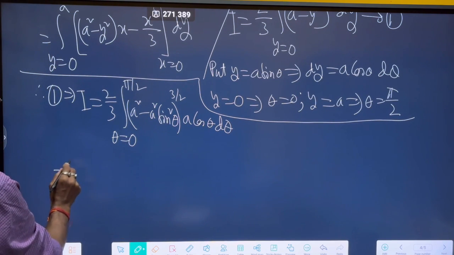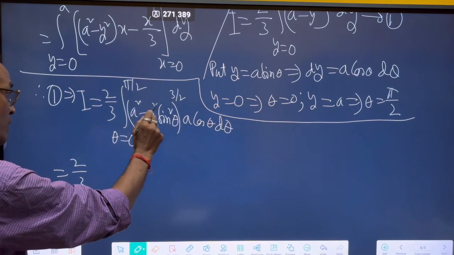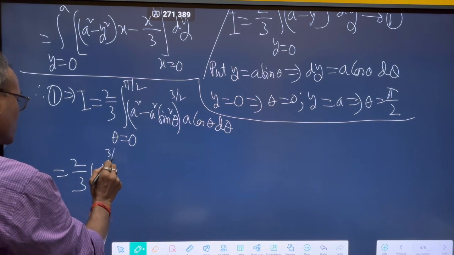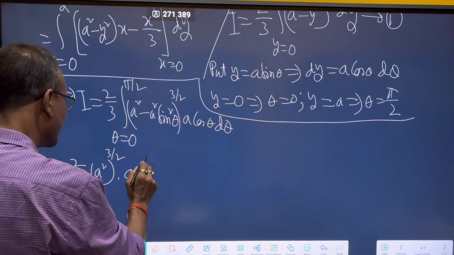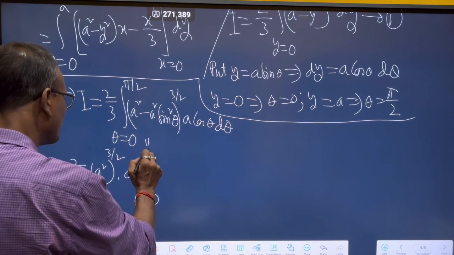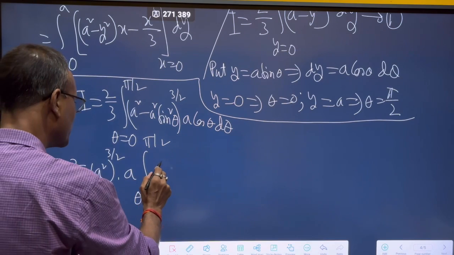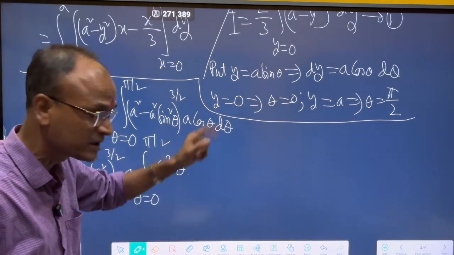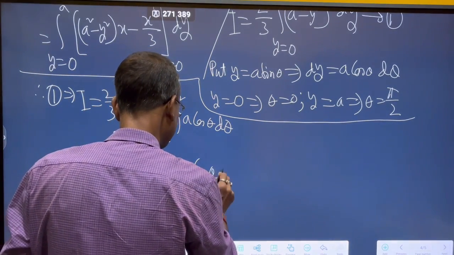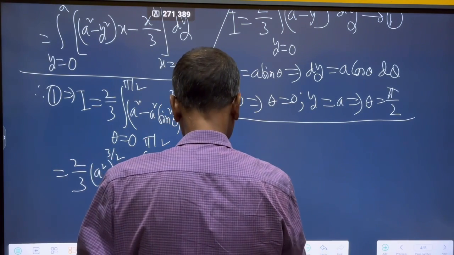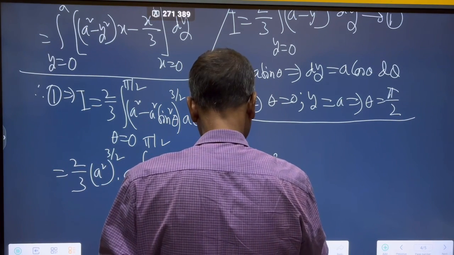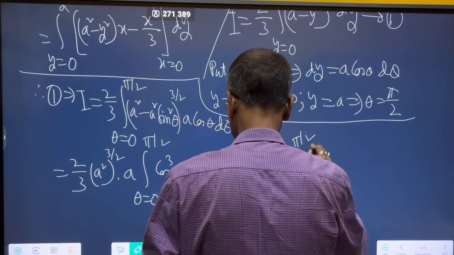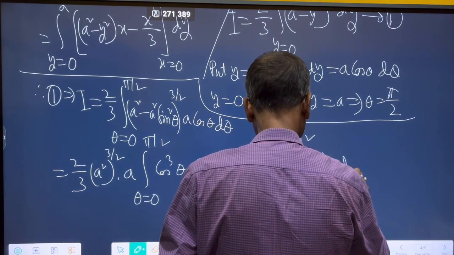This is equal to 2 by 3, a square common, a square whole to the power 3 by 2 means a cube. Another a is there. Theta is equal to 0 to pi by 2, 1 minus sin square theta whole to the power 3 by 2. 1 minus sin square theta means cos square theta whole to the power 3 by 2 means cos cube theta into another cos theta d theta. This is equal to 2 by 3 a cube into a, theta equal to 0 to pi by 2, cos to the power 4 theta d theta.